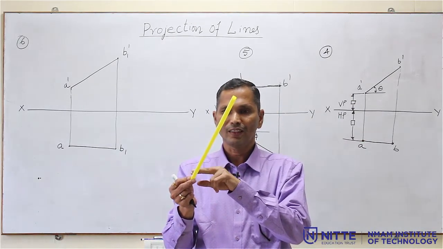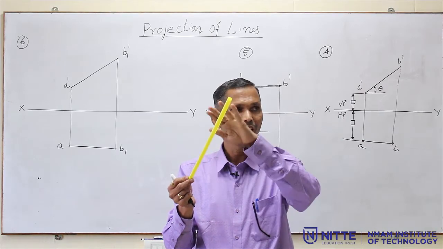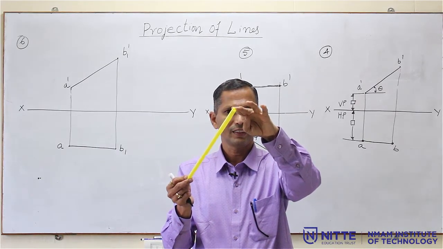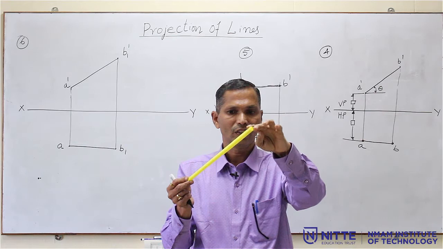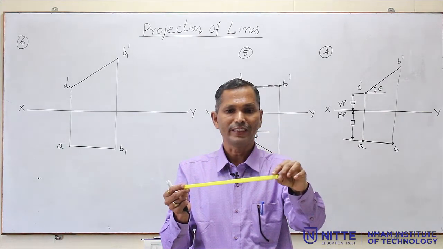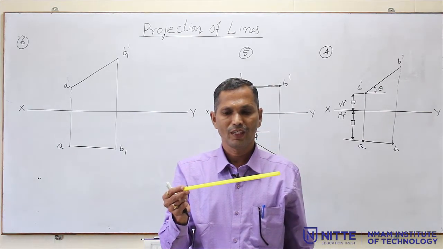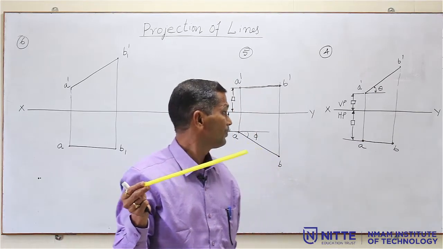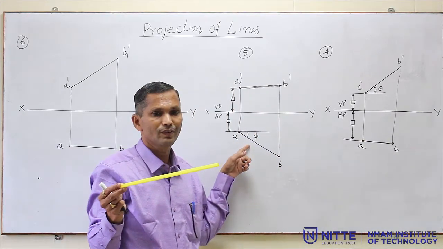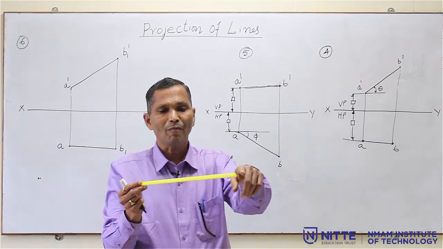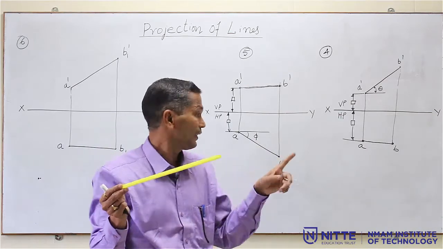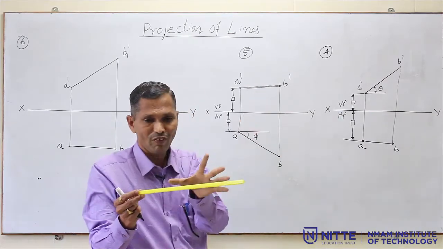What is that? I will keep the point A constant and I will make this line parallel to HP and inclined to VP like this. What is the top view now? Top view is a true length like this. What is the front view? Front view is a reduced length.